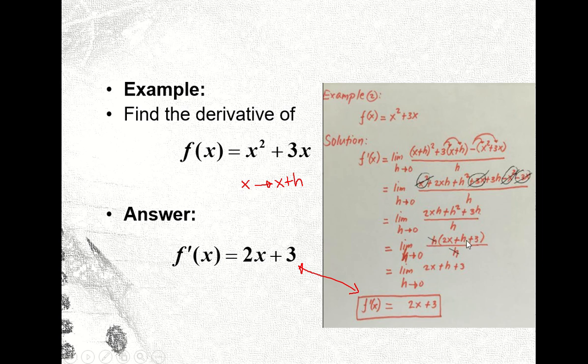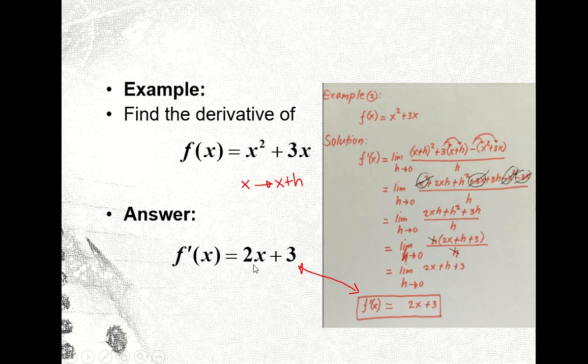Divided by h. Now you have the common factor h, and in the denominator you have h, so h divided by h equals 1. What the function becomes is 2x plus h plus 3, as the limit approaches 0. Now when you substitute h by 0, you have 2x plus 3. So the derivative of the function, f prime of x, equals 2x plus 3. This is the answer that we obtained last time.